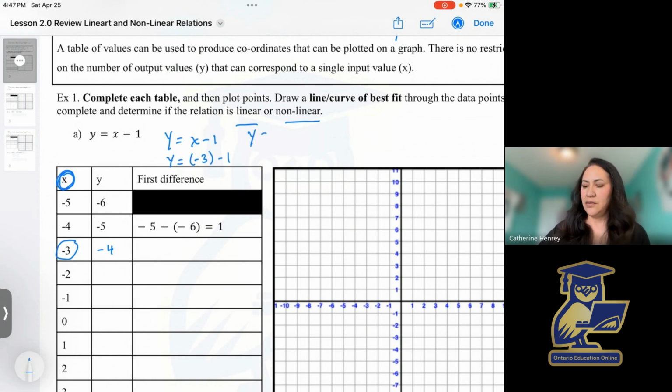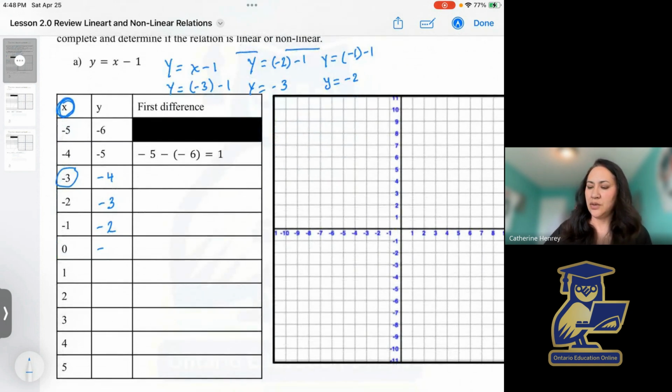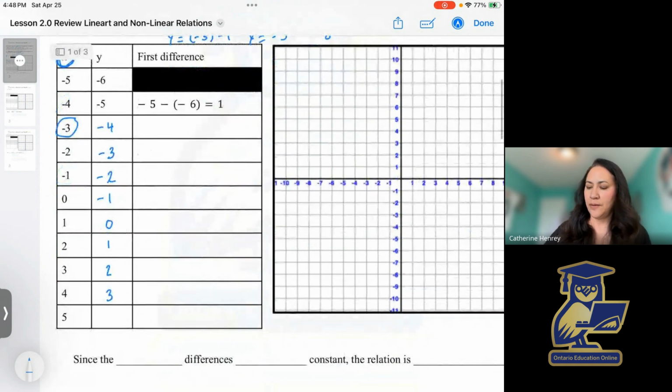So we'll do another one. y is equal to -2 minus 1. Here, y is equal to -3. And one more, y is equal to -1 minus 1. y is equal to -2. And we start to see a pattern. So I'm going to go ahead and fill in the rest of the table of values. This will go to -1, 0, 1, 2, 3, and 4.